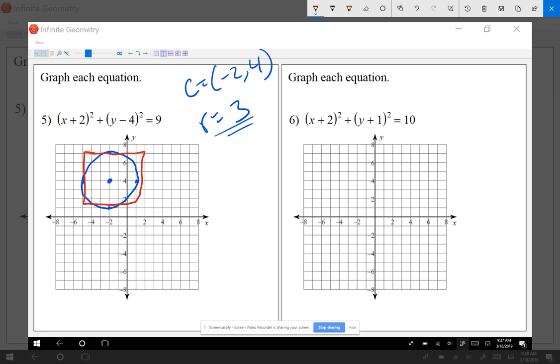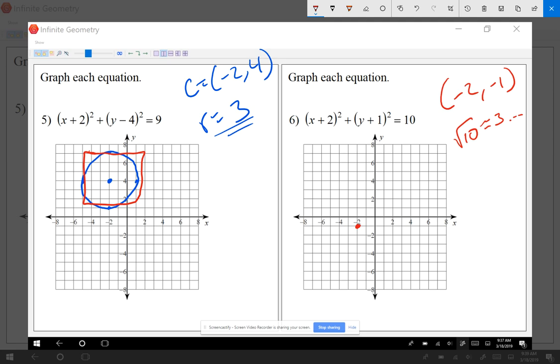Looking at question 6, the center is (-2, -1). The radius is the square root of 10. When I type it in, it's roughly 3 point something, about 3.1, 3.2. It's a little more than 3. So I'm just going to say 3 point something. Now, I know the center is (-2, -1), right there. I have to go 3 and a little bit more each way.